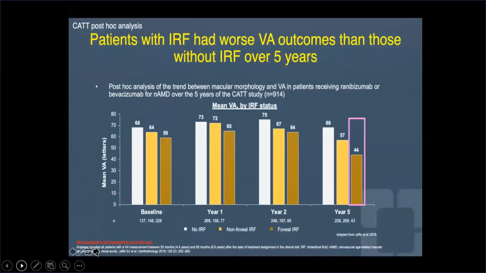Looking at the CATT study, which evaluated both Avastin and Lucentis for the treatment of neovascular AMD, they also found the same result: at year 5, those who had persistent intraretinal fluid had almost a 12-letter differential compared with those patients who did not have intraretinal fluid at that 5-year time point.